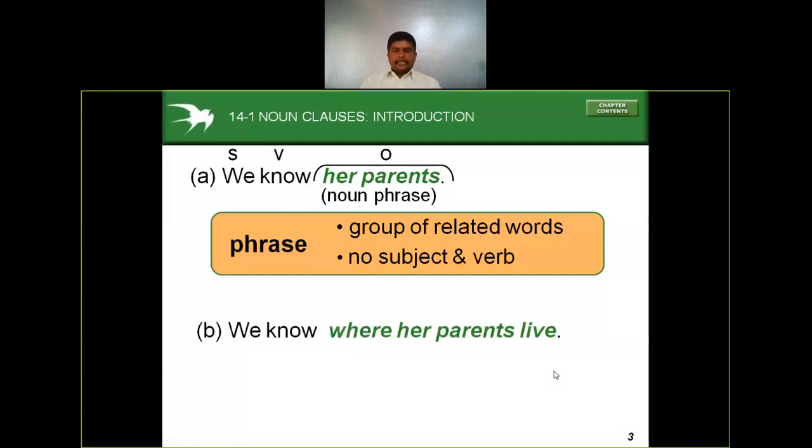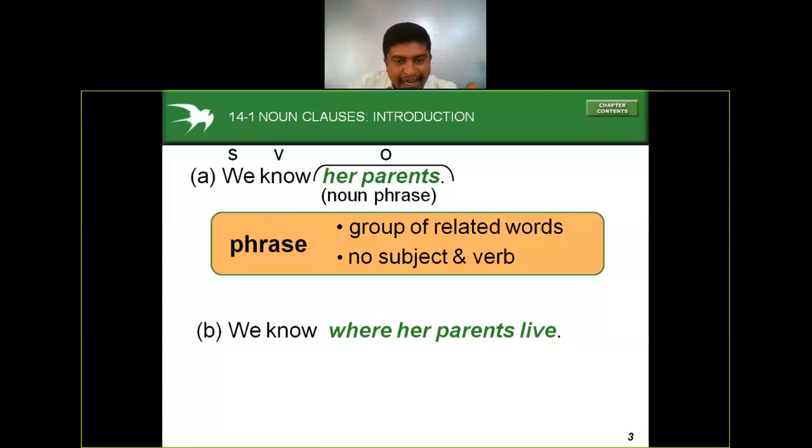Look at the second example. Dear students, we know where her parents live. I repeat, we know where her parents live. Just imagine if I remove the word where. We know her parents live. It doesn't give a complete meaning.